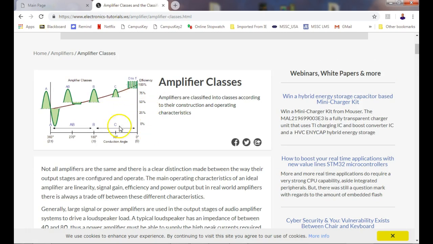So this is a pretty good image right here. Right now we're doing what we call a Class A amplifier. Then we'll look at a Class B amplifier, Class C amplifier, and a Class AB amplifier, which the drawing that I had up there is not quite right. So a Class A amplifier, it passes.